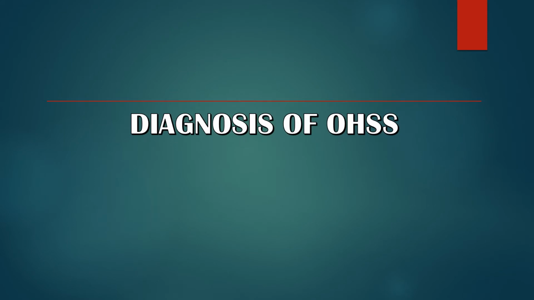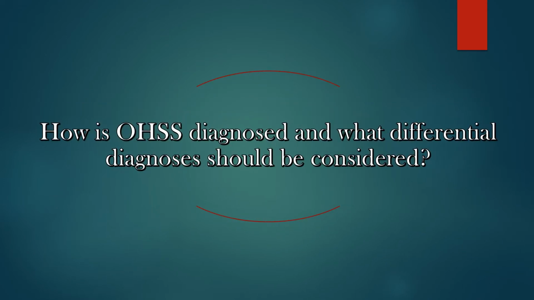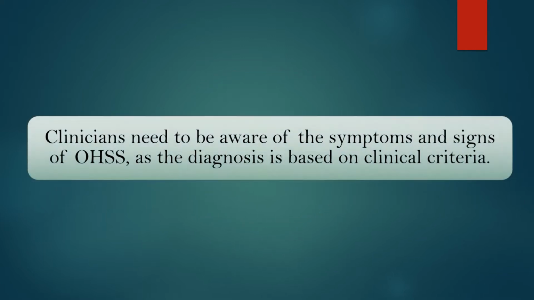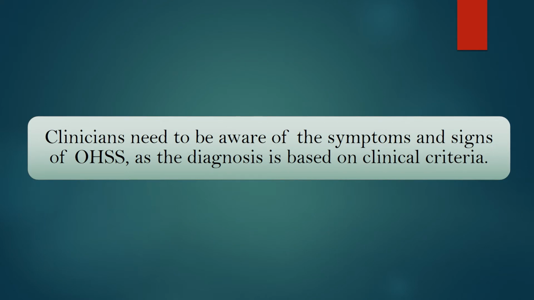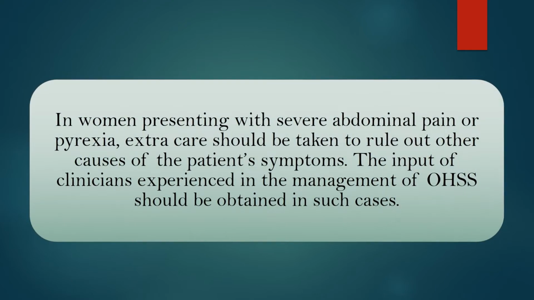Diagnosis of ovarian hyperstimulation syndrome. How is OHSS diagnosed, and what differential diagnosis should be considered? Clinicians need to be aware of the symptoms and signs of OHSS as the diagnosis is based on clinical criteria. In women presenting with severe abdominal pain or pyrexia, extra care should be taken to rule out other causes of the patient's symptoms. The input of clinicians experienced in the management of ovarian hyperstimulation syndrome should be obtained in such cases.